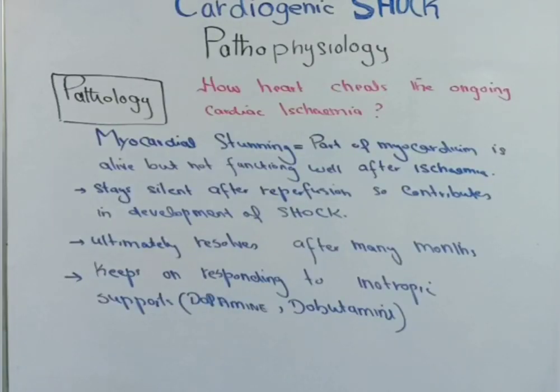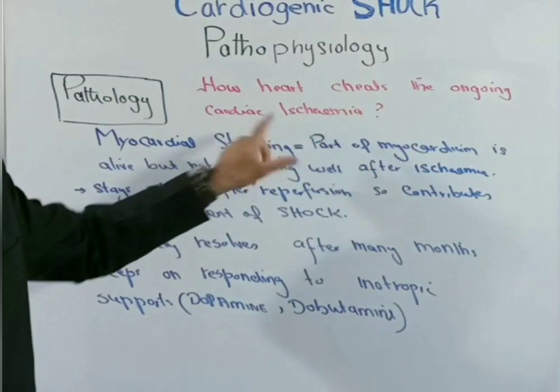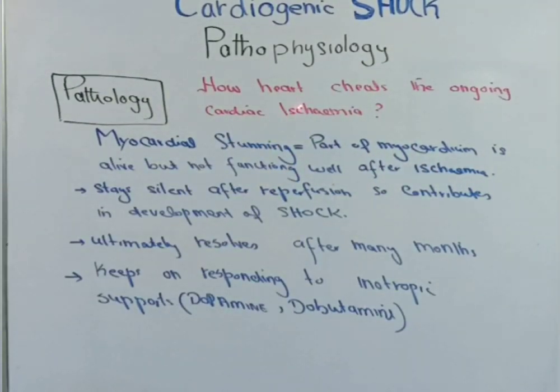Now, there is a very interesting phenomenon which happens in those patients who have developed myocardial infarction. The question arises: how does the heart cheat the ongoing cardiac ischemia? When there is a cardiac ischemia and we say that there is a death of the myocardium, the myocardium does not die all at once, but some part of the myocardium tries to cheat the ongoing cardiac ischemia. They show as if they are dead, but they are not actually dead. They are dysfunctional at that time, but they are alive.